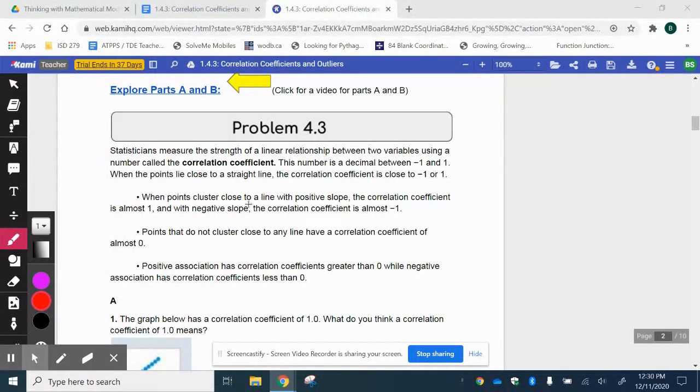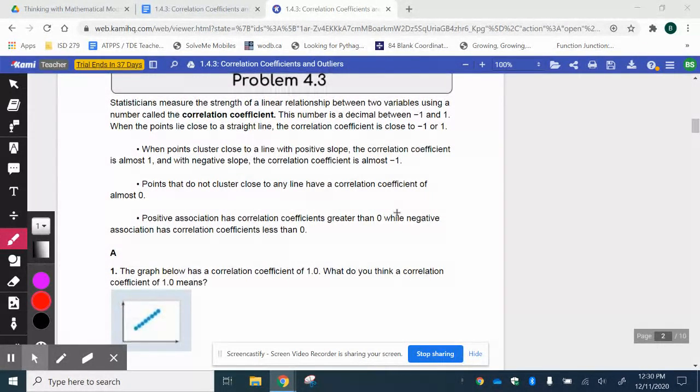So what that means is if the line is going up, it's going to be almost 1 or a positive 1. When the line is going down, it's going to be almost -1. Points that do not cluster close to any line have a correlation coefficient of almost 0. So if they're close to the line, it's 1. If they're not close to the line at all, it's 0.